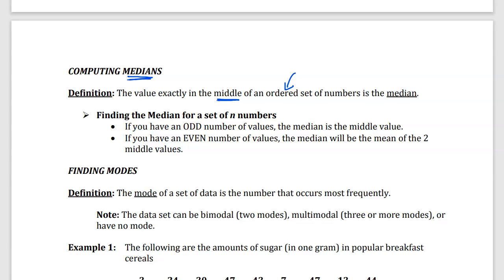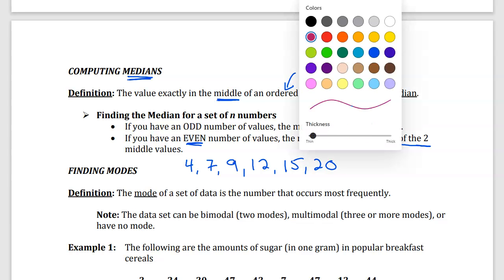If you have an odd number of values, the median is that middle value. If you have an even number of values, you have to take the mean of the two middle numbers. Let me give you an example of this even. So if I have the numbers 4, 7, 9, 12, 15, and 20. Okay, I have 6 numbers here.